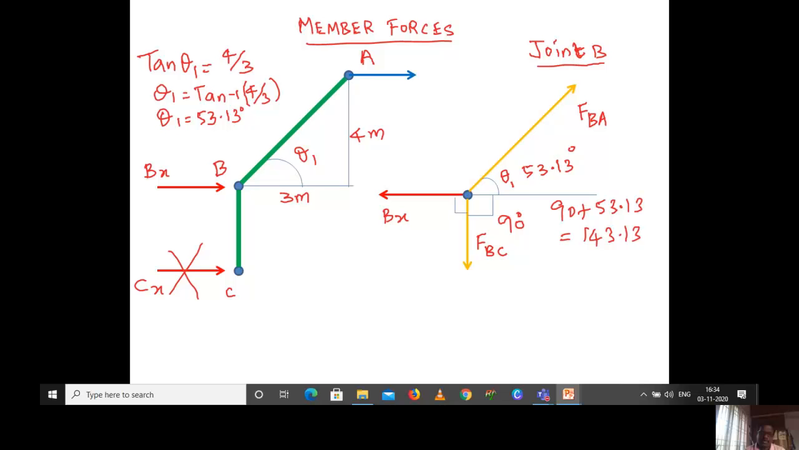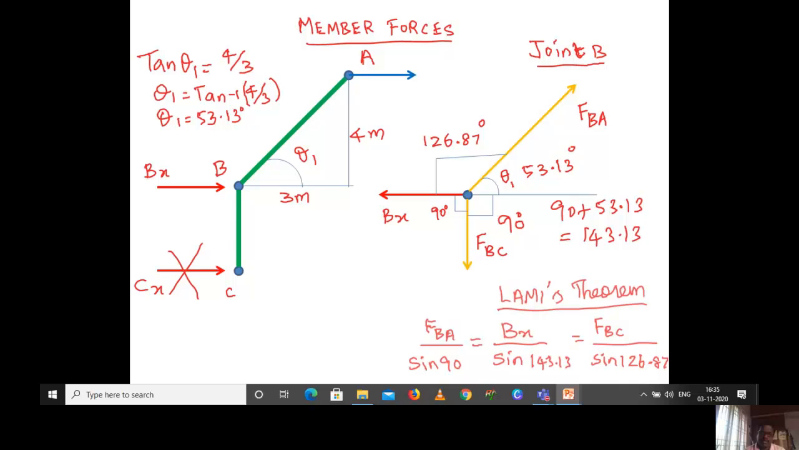Similarly, from point B, between Bx and FBC, that angle is obviously 90 degree. So the angle between FBA and FBC is 143.13, and the angle between the force FBC and Bx is 90 degree. The total included angle is 360 degree. From 360 degree you can subtract, so that you will get the angle between force FBA and Bx, that is 126.87. Once you know the included angles of three forces, and the forces are in equilibrium in a system, you can go for Lamy's theorem.